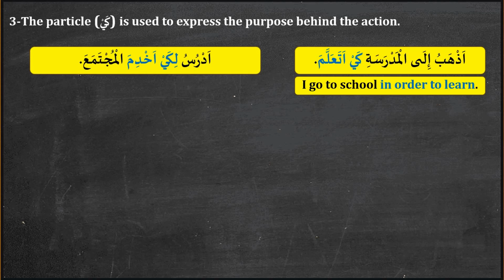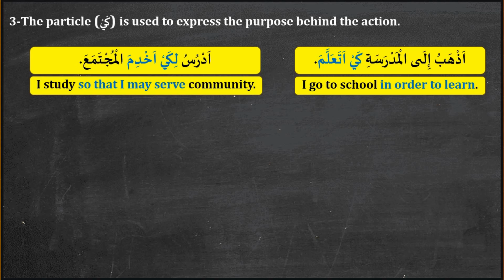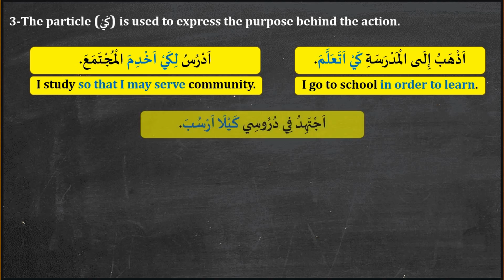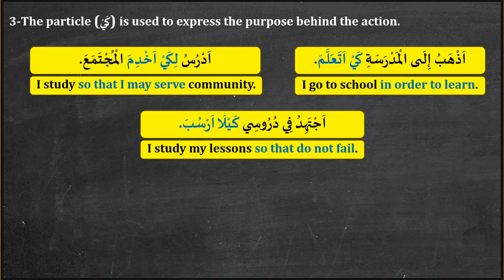أدرس لكي أخدم المجتمع. We can also add li before ki. The meaning will be same. I study so that I may serve community. I study to serve community, in order to serve community. أجتهد في دروسي كي لا أرسب. I study my lessons so that I do not fail. We can also use it in negative way. كي لا أرسب, so that I do not fail.